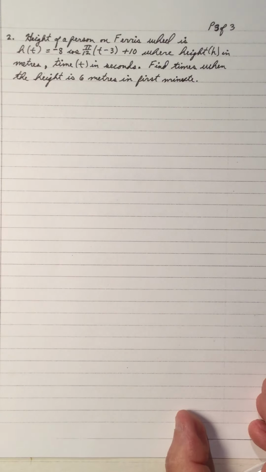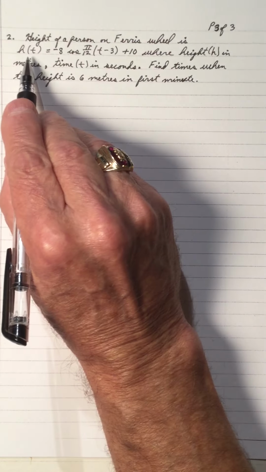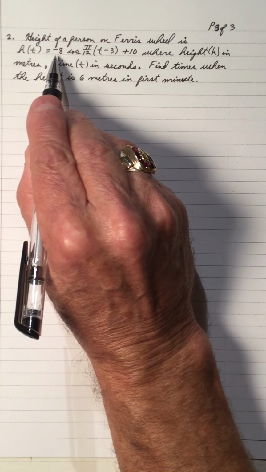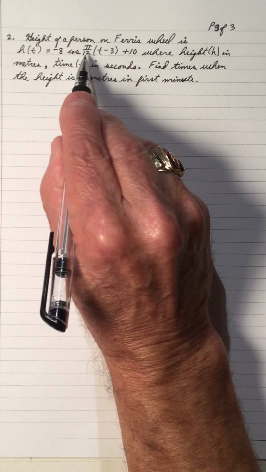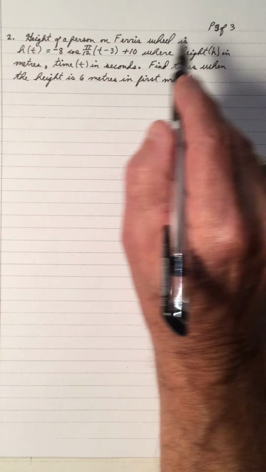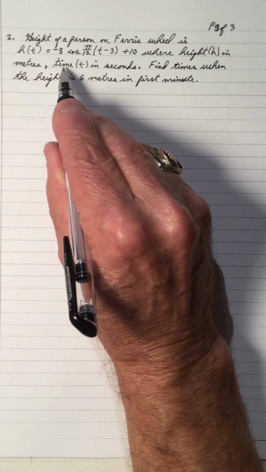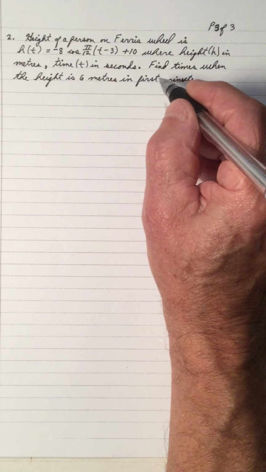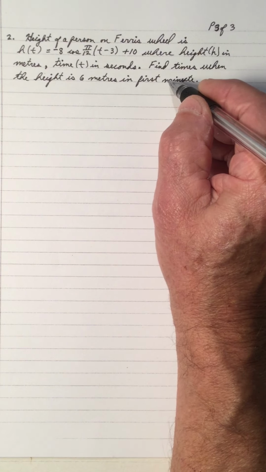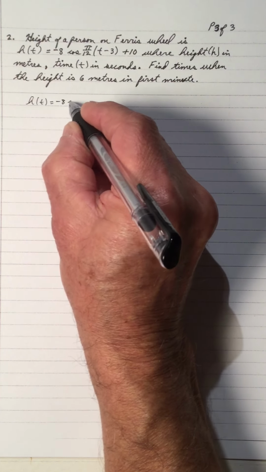Okay, that's one problem. Let's try another one. Number 2. The height of a person on a Ferris wheel is h of t equals negative 8 times the cosine of pi over 12 times t minus 3, plus 10, where the height h is in meters and the time t is in seconds. Find the times when the height is 6 meters in the first minute, like the first one. So we have an equation, h of t, that's the first equation.